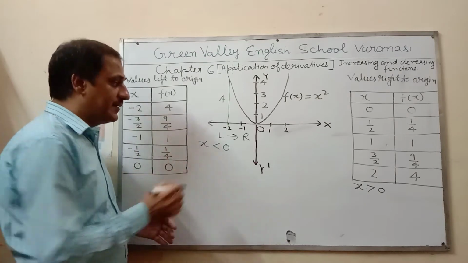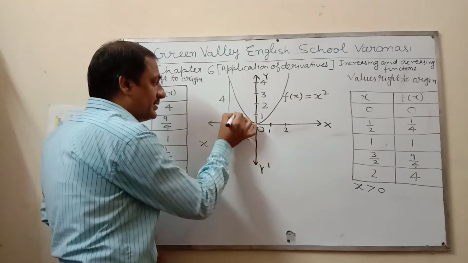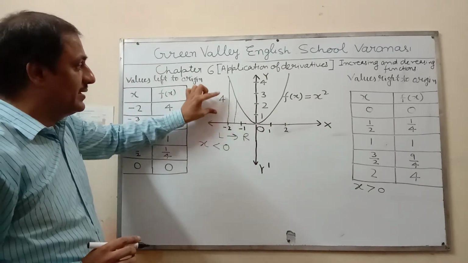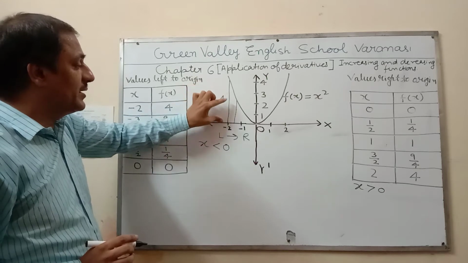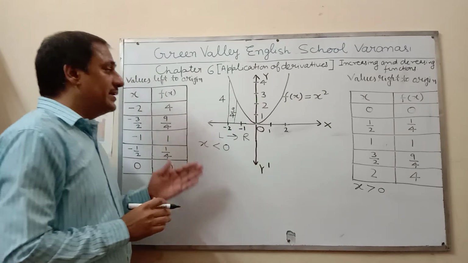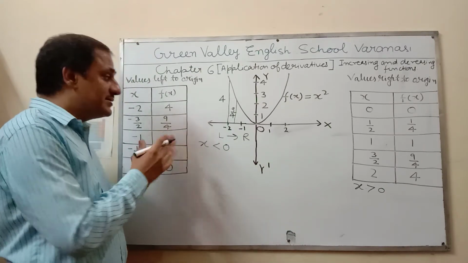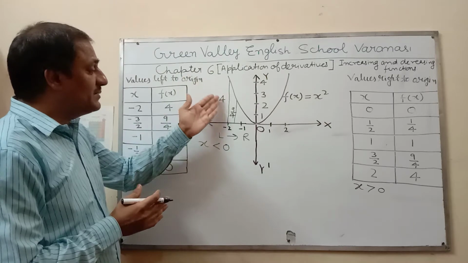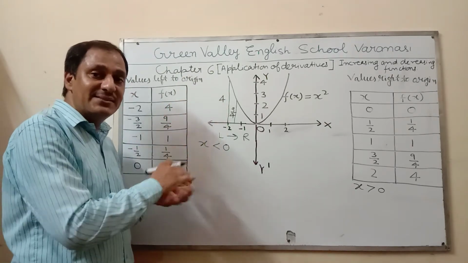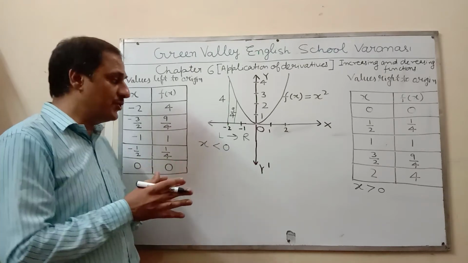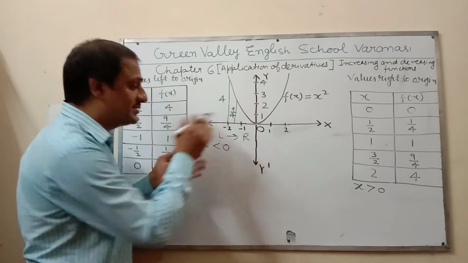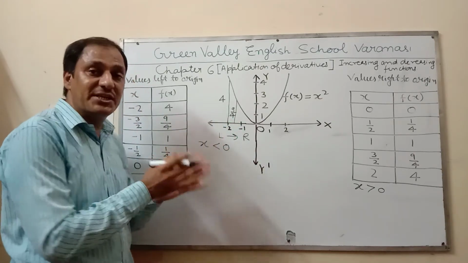9/4 lies between -2 and -1. Here the height of the graph is decreasing. Here the height of the graph is 4, but here the height of the graph is 9/4. It means the height of the graph is continuously decreasing. So if the value of x is less than 0, then we say that in this interval from left to right, the function is decreasing.